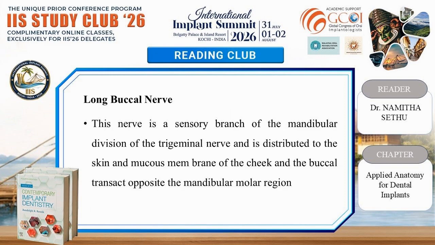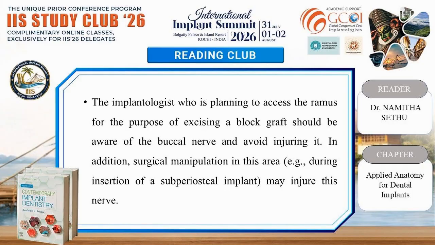Long buccal nerve. This nerve is a sensory branch of the mandibular division of the trigeminal nerve and is distributed to the skin and mucous membrane of the cheek and buccal gingiva opposite the mandibular molar region. The implantologist who is planning to assess the ramus for the purpose of excising a block graft should be aware of the buccal nerve and avoid injuring it. In addition, surgical manipulation in this area, that is, during insertion of a subperiosteal implant, may injure this nerve.